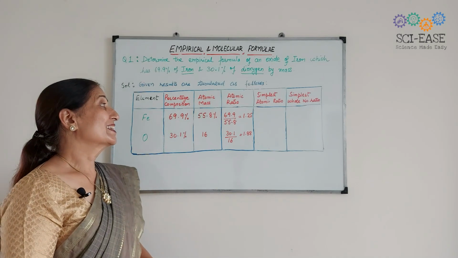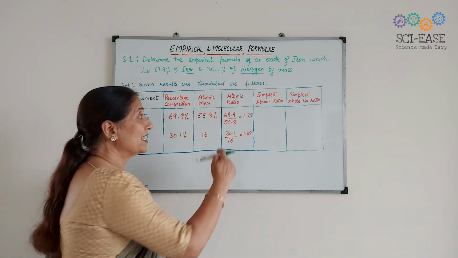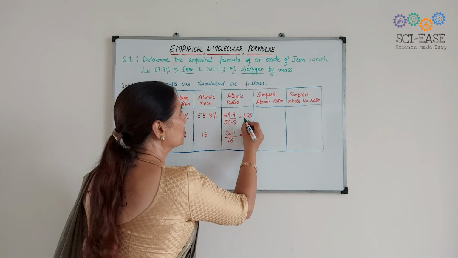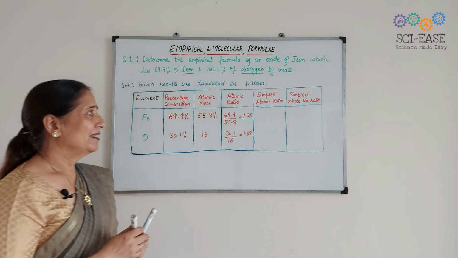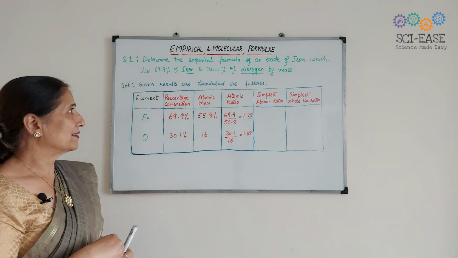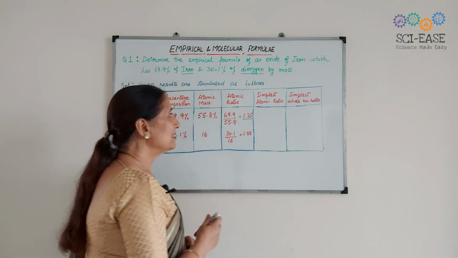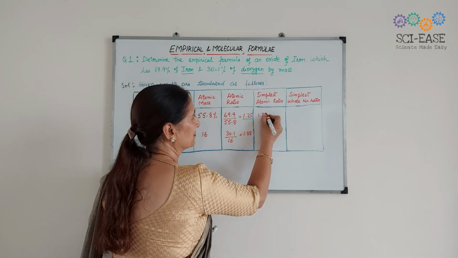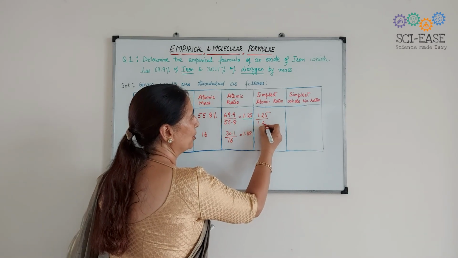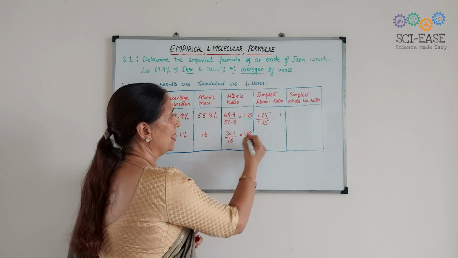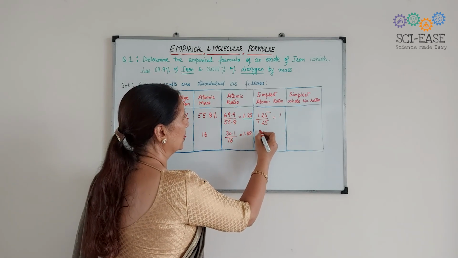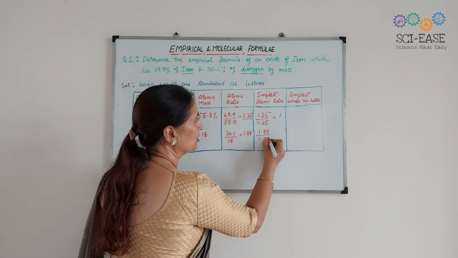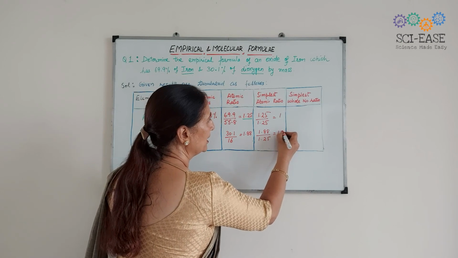Now next step is to identify which one is lowest among all these. Sometimes the elements are 3 or 4. So the lowest is 1.25, that is of iron. So divide this 1.25 with 1.25. This will come out to be 1. And then divide 1.88 by 1.25. This will come out to be 1.5.